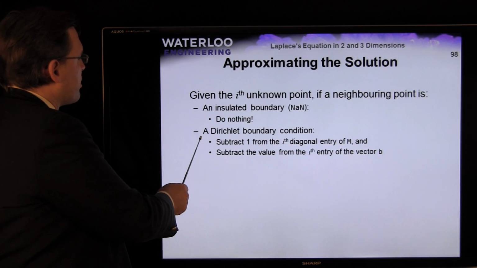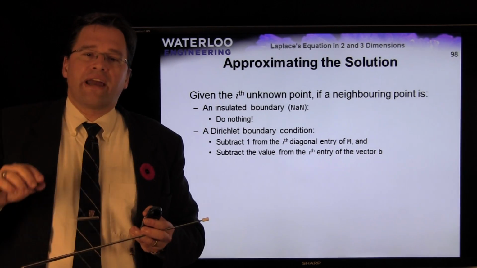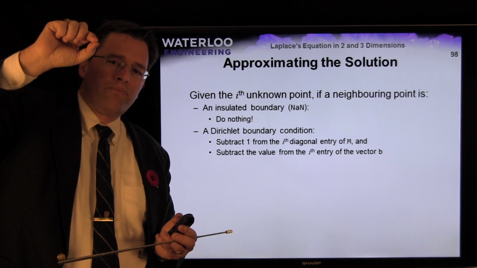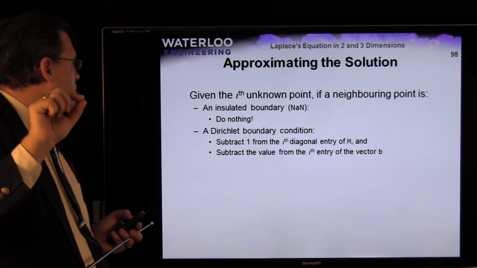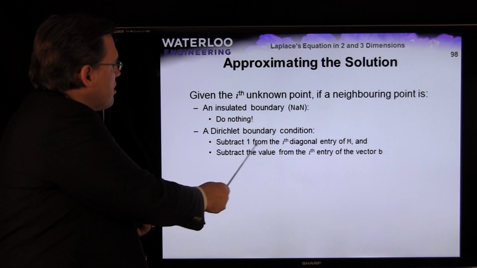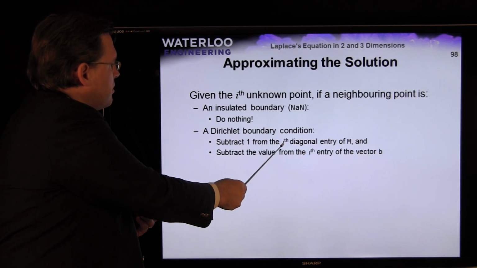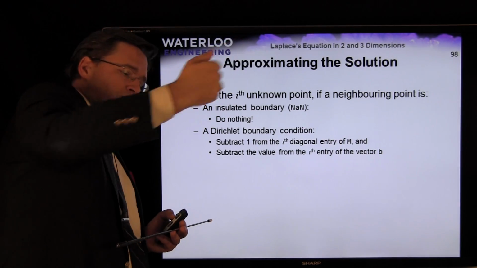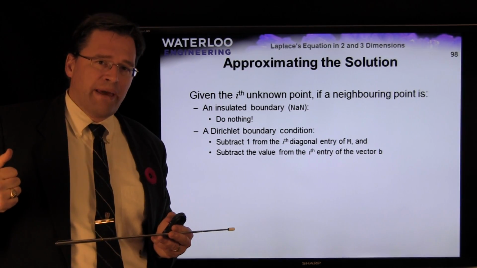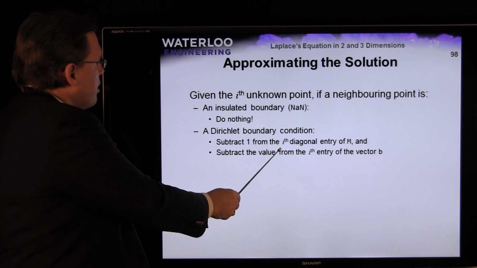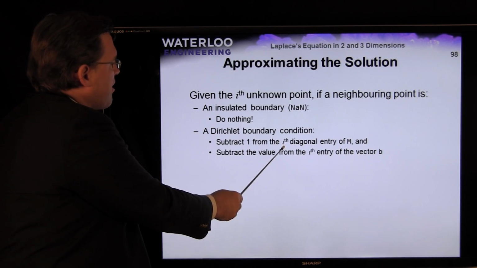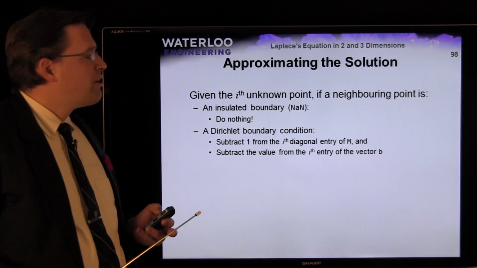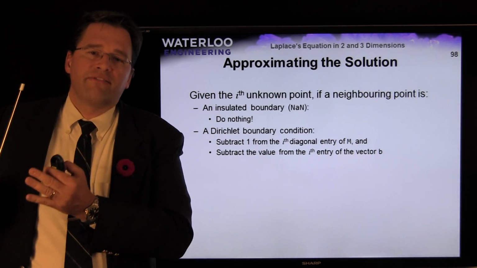A Dirichlet boundary condition, on the other hand, means that it's a boundary, it's a fixed value. And so what we will do is we will subtract 1 from the ith diagonal. So looking at the ith point, we're going from 1 to the last value of m. We're going to subtract 1 from the ith entry along the diagonal of M, and we will also subtract the Dirichlet value from the ith entry of the vector b.